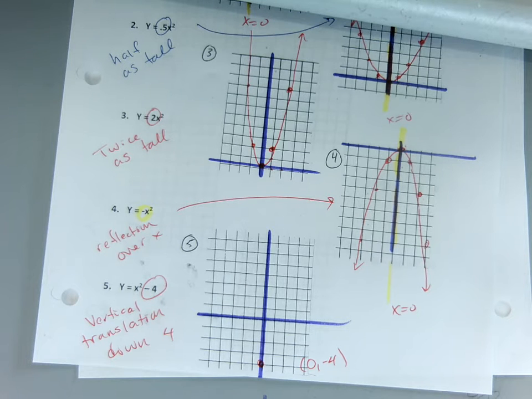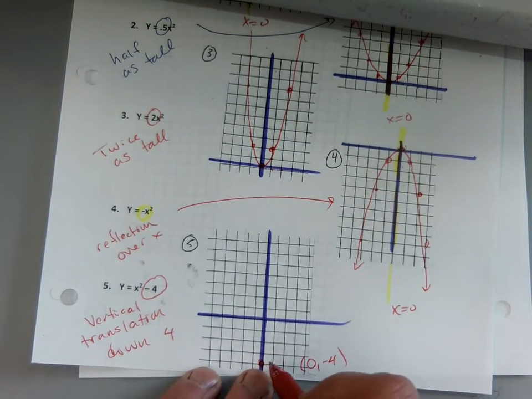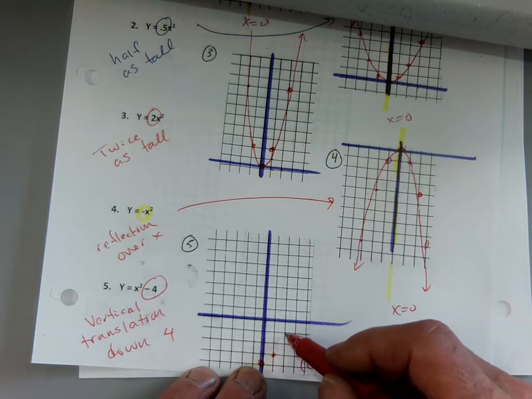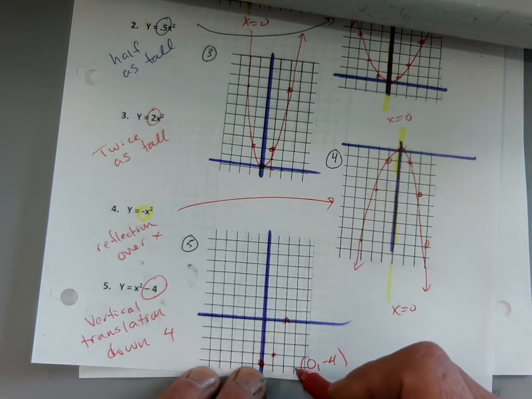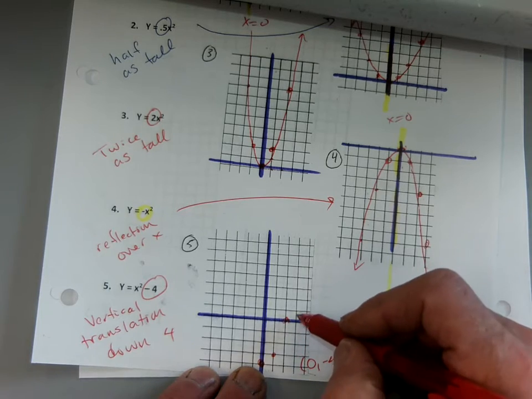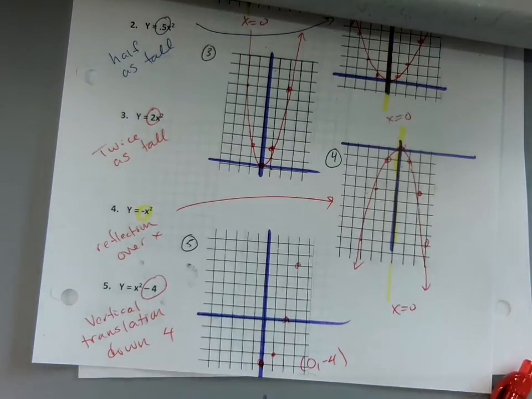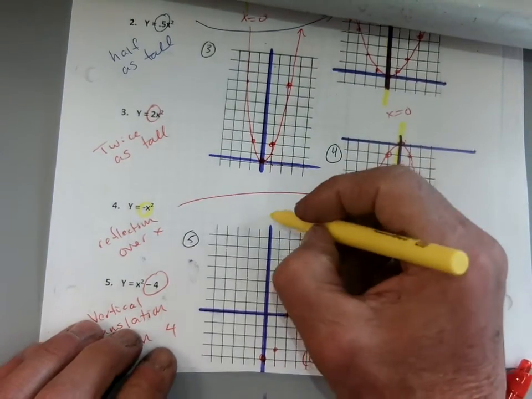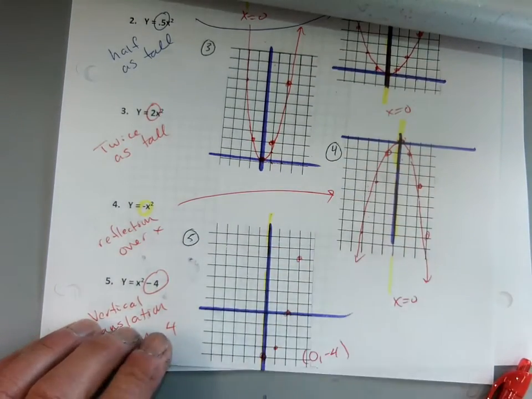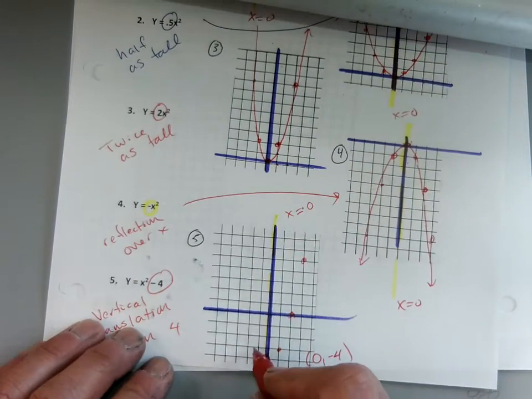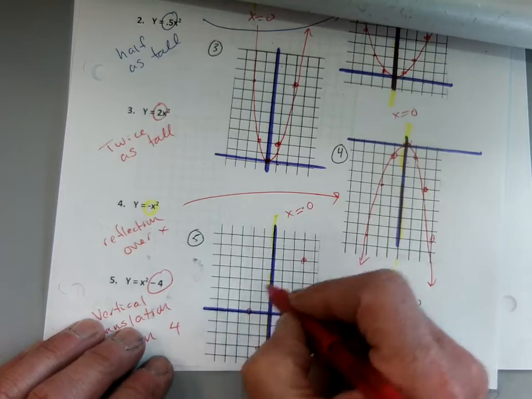Okay, now I'm going to still do my 1, 1. Watch this. Over 1, up 1, right? Over 2, up 4. Over 3, up 9. Again, I have a line of symmetry at x equals 0. And then I fold my other points over, okay?